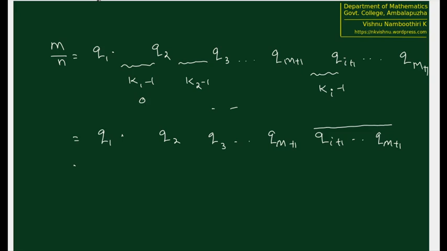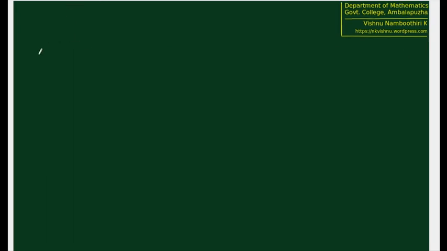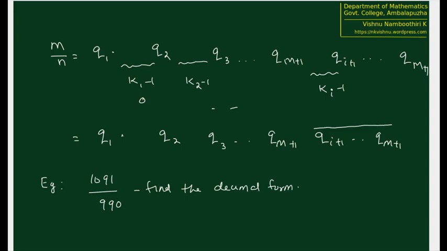So we will see a couple of examples which explain what we have exactly done in the previous abstract exercise. So following is an example demonstrating what we have done in the previous exercise. Find the decimal form of 1091 by 990. So 1091 by 990 is the question.